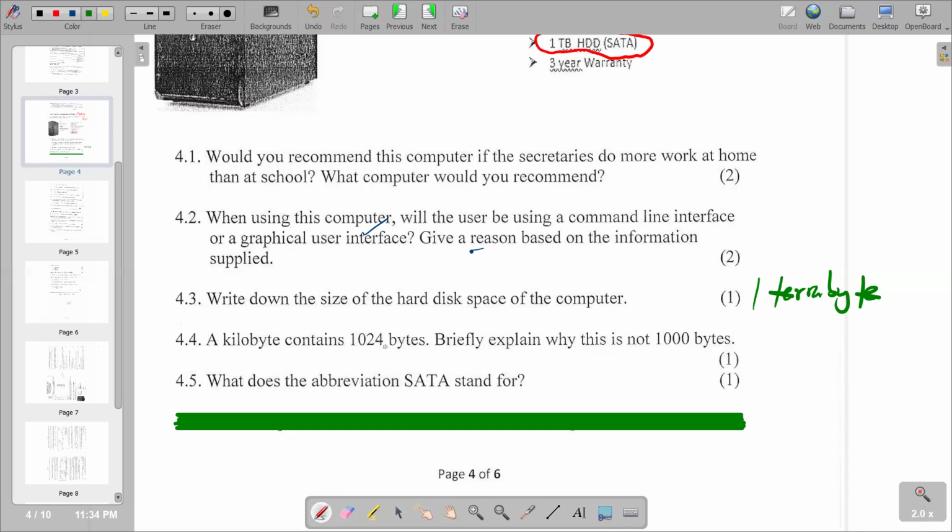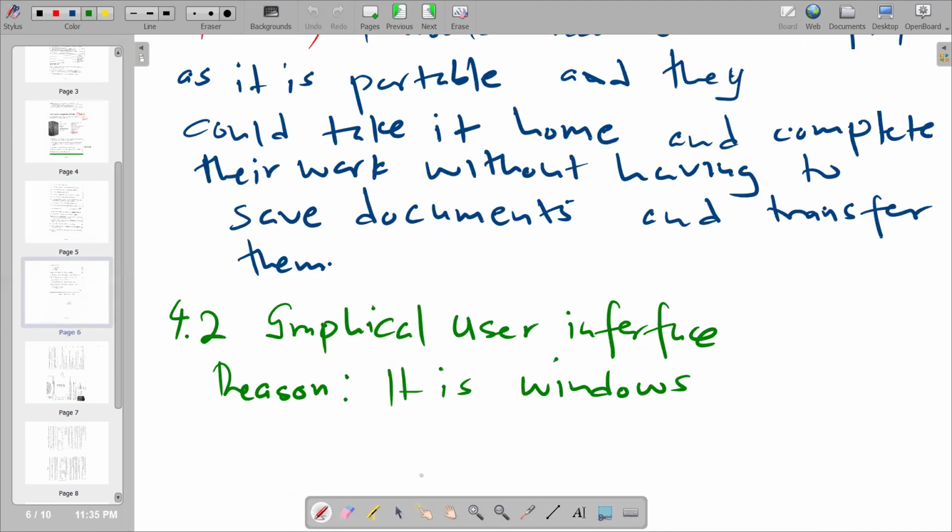Then 1024 bytes. Explain why this is not 1000 bytes. So basically a simple question whereby we are asking why it is 1024 instead of 1000. The correct response is that it's because the storage increases in powers of 2. For example, we've got 2 to the power of 2 giving us 4. We've got 2 to the power of 3 giving us 8.